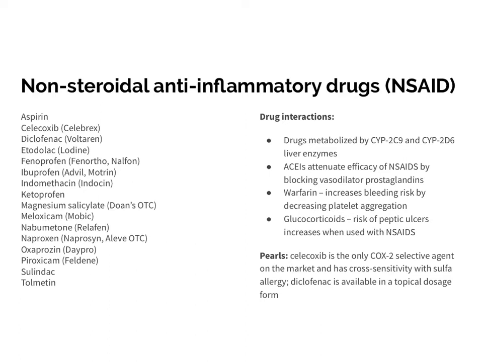I will mention that celecoxib, brand name Celebrex, is the only COX-2 selective agent on the market currently. There have been other COX-2 specific agents on the market, but they were withdrawn because of an increased risk of cardiovascular events with those medications. Celecoxib doesn't seem to be subject to that risk. I'll also mention that the only topical formulation of an NSAID is available in the form of diclofenac. There is a Voltaren gel on the market in the U.S.